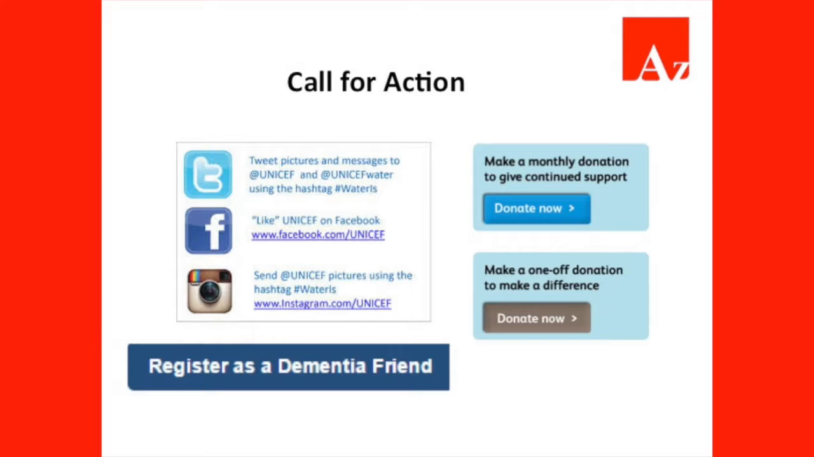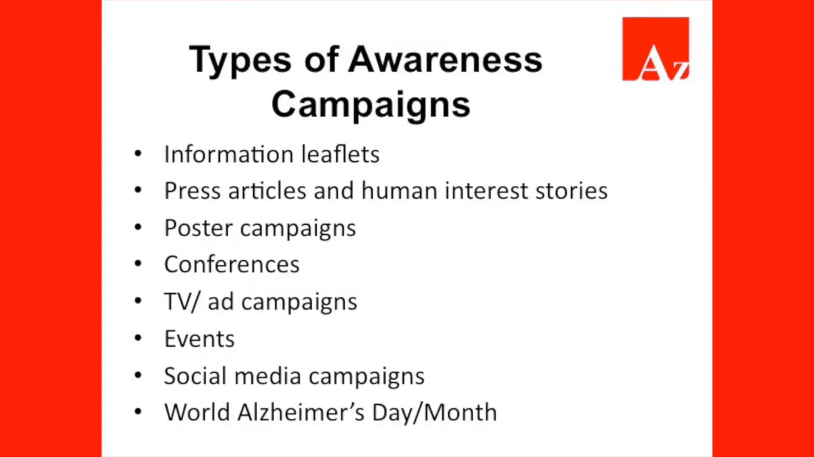Of course, there are many types of awareness campaigns, and that always depends on what we are trying to achieve. You can see here we have leaflets, press articles, poster campaigns, conferences, events, social media campaigns. Of course, for us, the World Alzheimer's Day and Month awareness campaign is very relevant. You always need to take into consideration who you want to reach and what you want to achieve, and then try to choose the best way to do that.